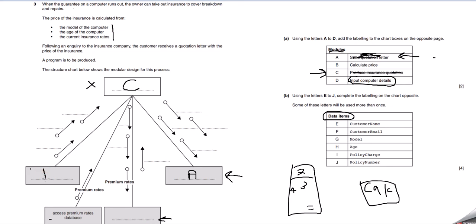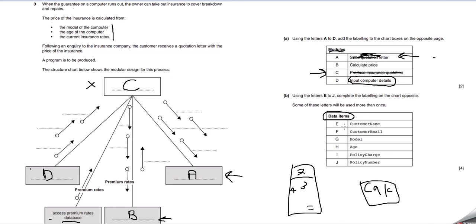So this will be D. Leaving this one being B, where we talk about calculations. So, this one is access to the premium rates database, and we'll talk about that in a second. Alright, now we're left with variables. What information do we need in order for us to produce a calculation on or for our insurance?